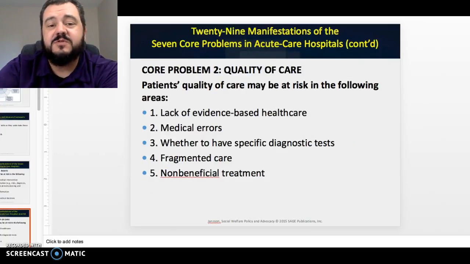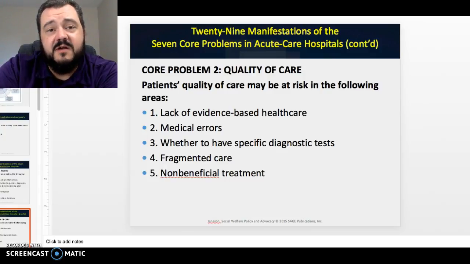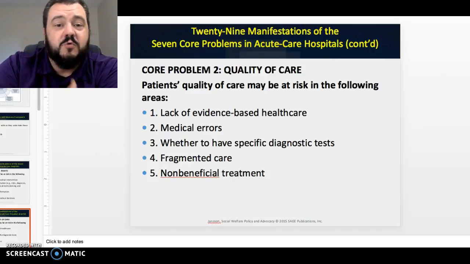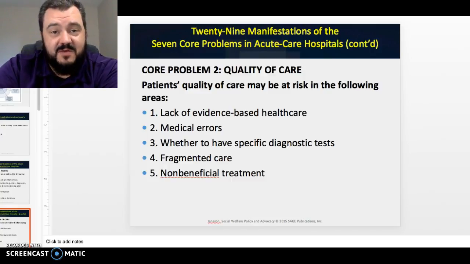Okay, core problem 2, quality of care. Same, acute care hospital. Patients' quality of care may be at risk in the following areas. Is there a lack of evidence-based healthcare? Are they actually getting the best healthcare that is out there? Or is it based on a lot of medical mythology? There is still medical mythology.